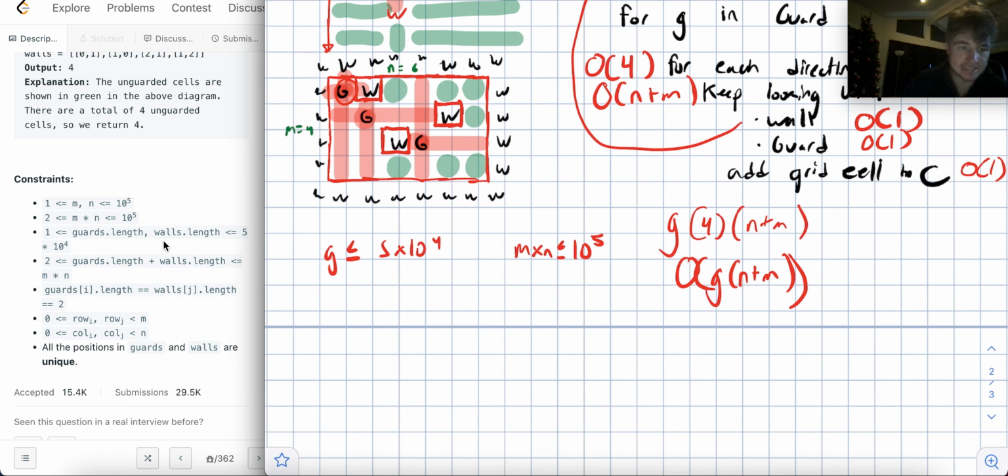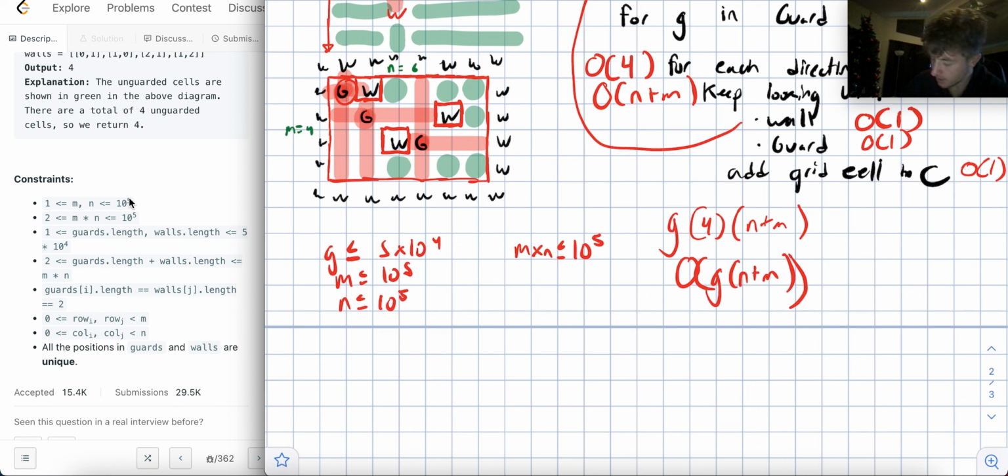If M times N is less than 10 to the 5, then M plus N is less than 10 to the 5. But M or N could be less than or equal to 10 to the 5. So in the worst case, M is less than 10 to the 5, or N is less than or equal to 10 to the 5.